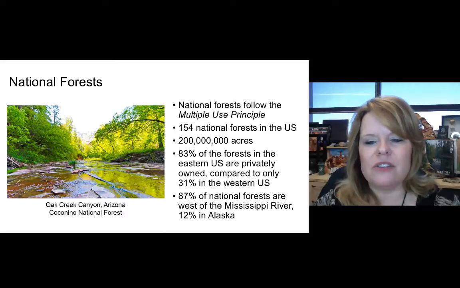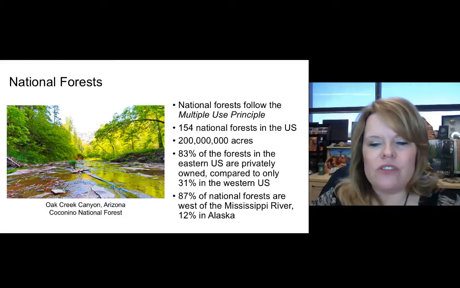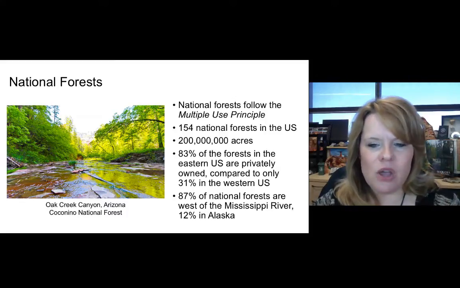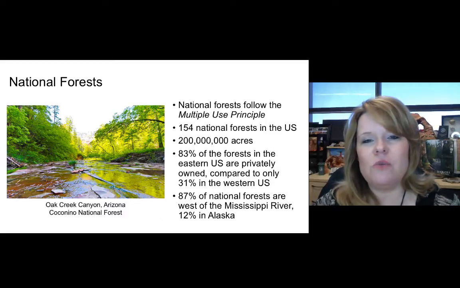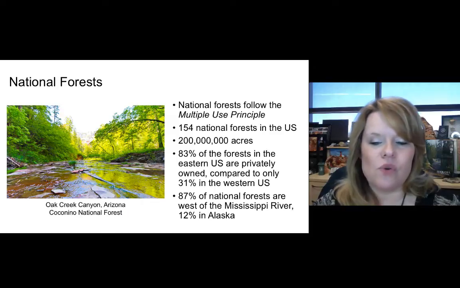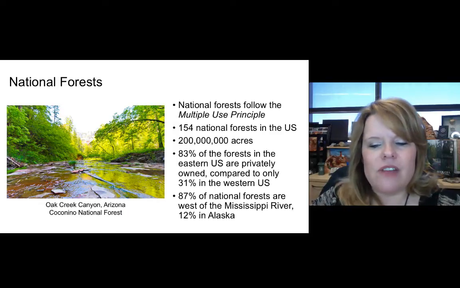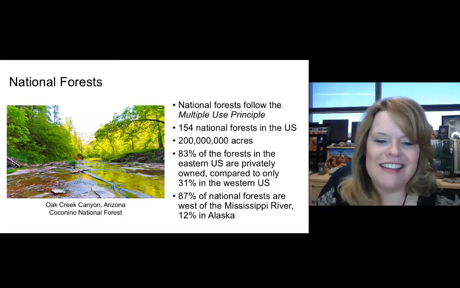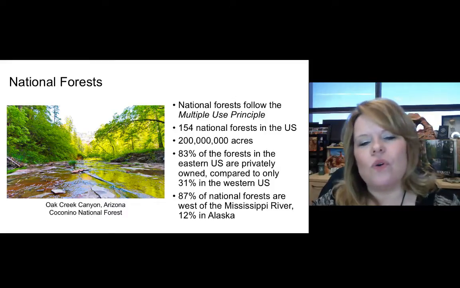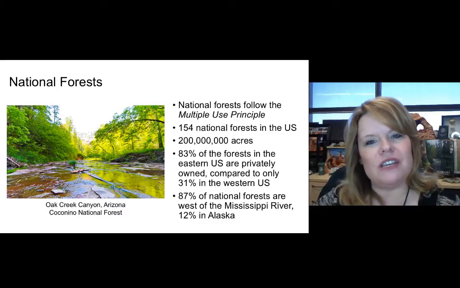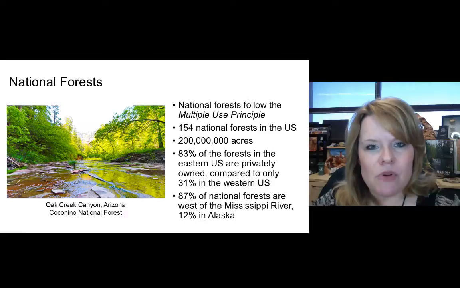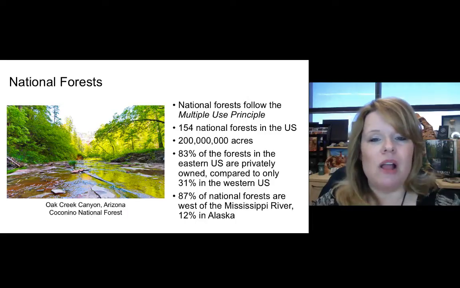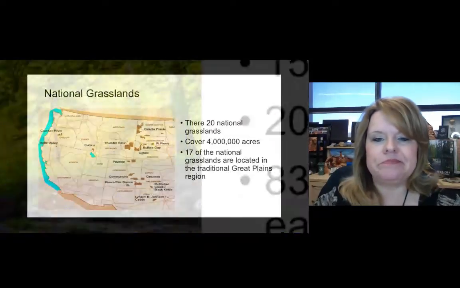in its pristine condition? 83% of the forest in the eastern United States are privately owned, compared to 31% in western United States. So most of the western United States are national forest. 87% of national forests are west of the Mississippi River, and 12% are in Alaska. So when you think about national forests, these are areas that usually are pristine. So there are permits available for lumber and timber, as well as mineral resources.